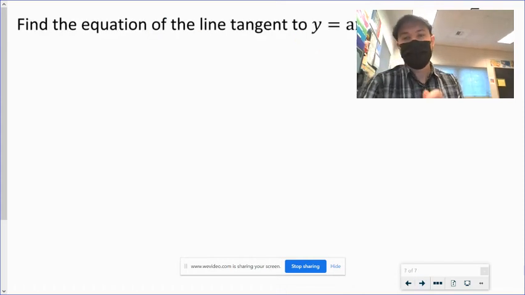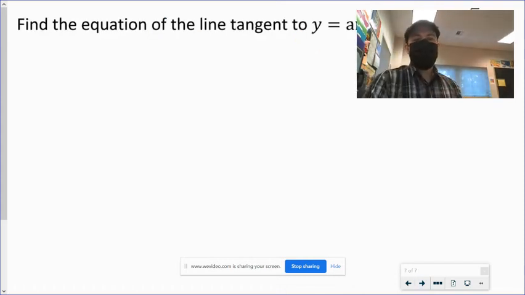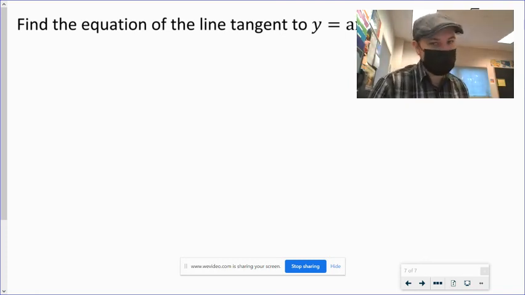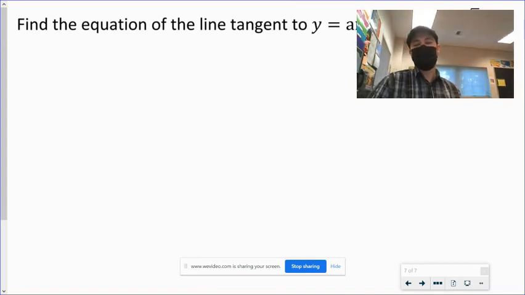Next, it says find the equation of the line tangent to. So we're going to find a tangent line. It's something that we bring up every single section. We're always finding the equations of tangent lines. It's never gone away. It's not going to go away. And this time it's for the function arc sine x.